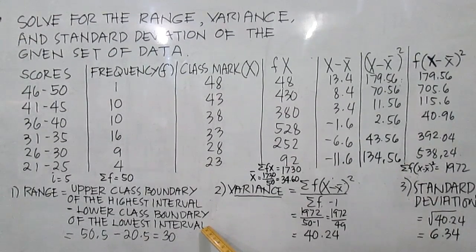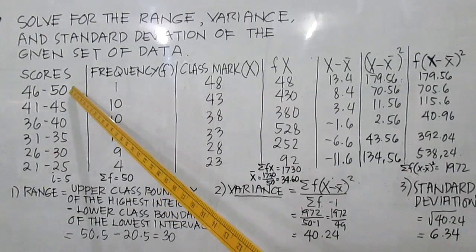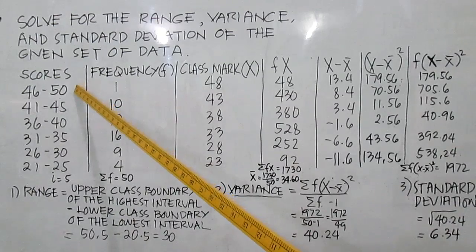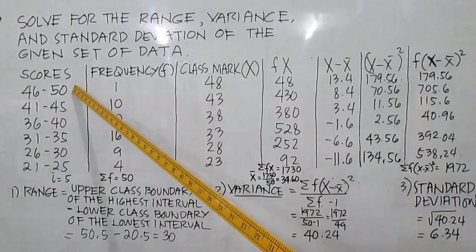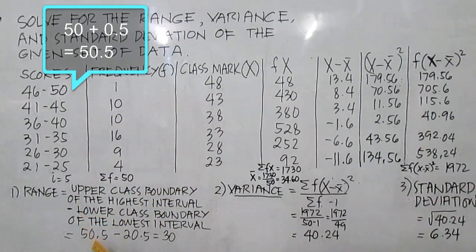In this case, the upper class boundary of the highest interval is 50. And we're going to add 0.5. So this is equal to 50.5.